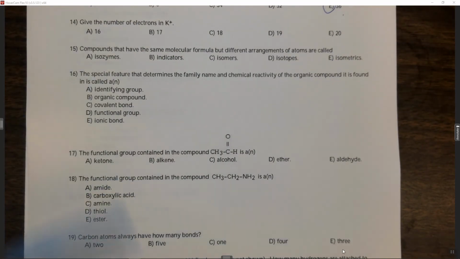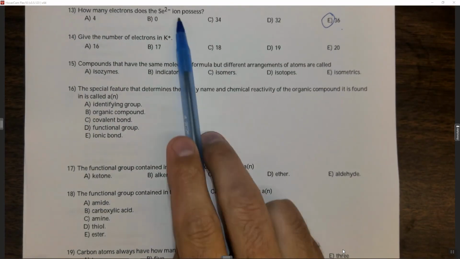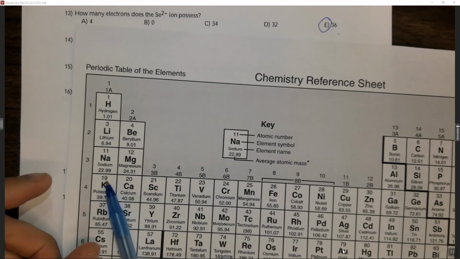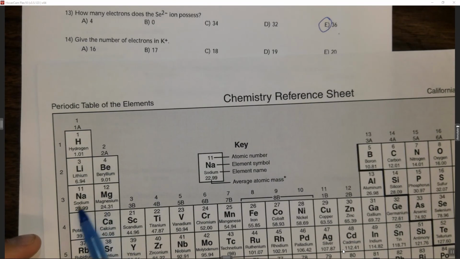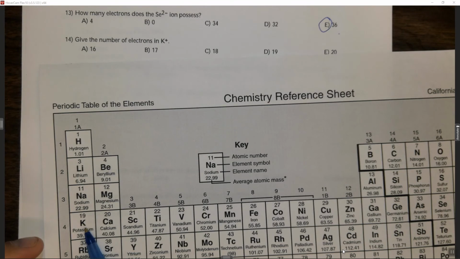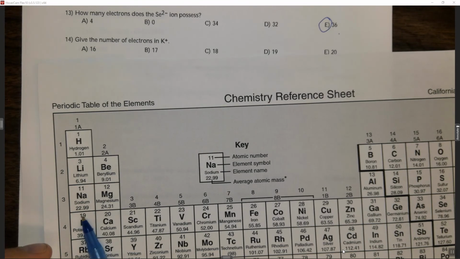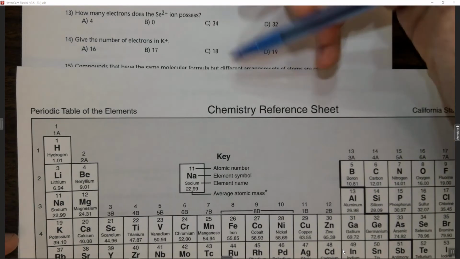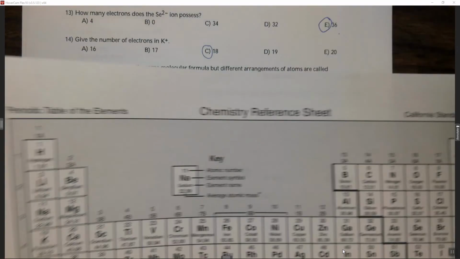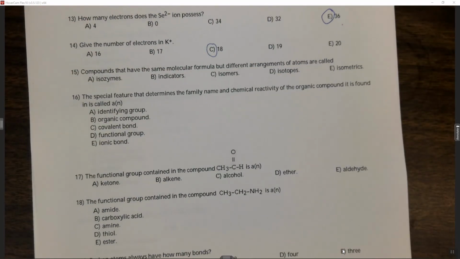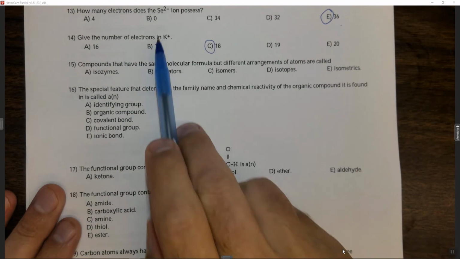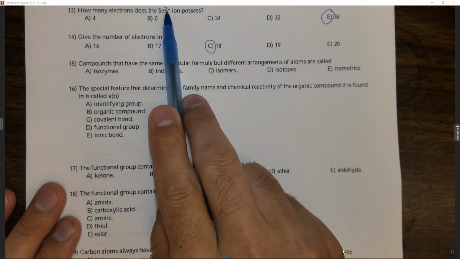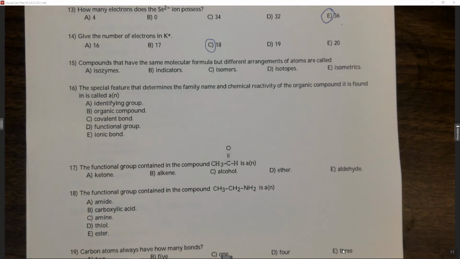Number 15 says, give the number of electrons in K+. It's very similar to question 13. So K+ is going to have 19 protons. In order to have a positive charge, it must be missing an electron. So when it's missing one electron, it only has 18 electrons. So again, ions form by gaining and losing electrons. Positive ions have less electrons than they do protons, and negative ions have more electrons than they do protons.